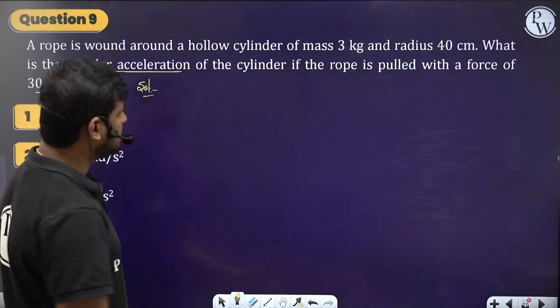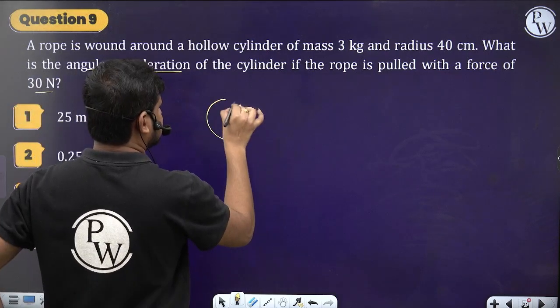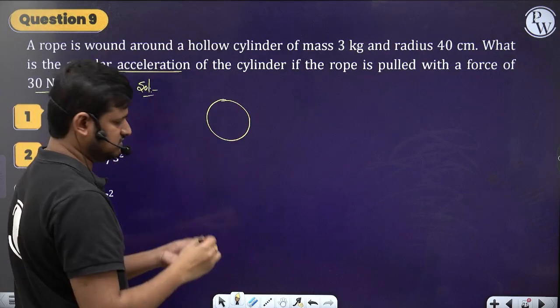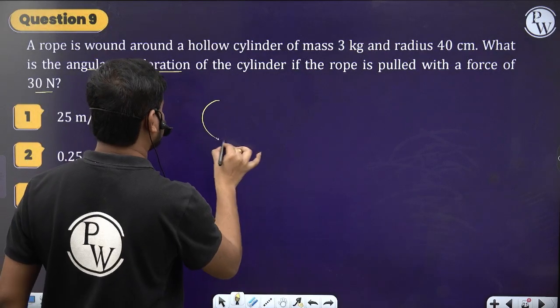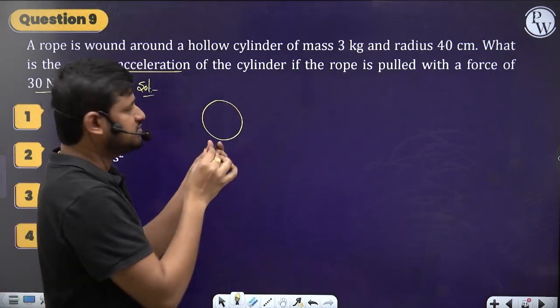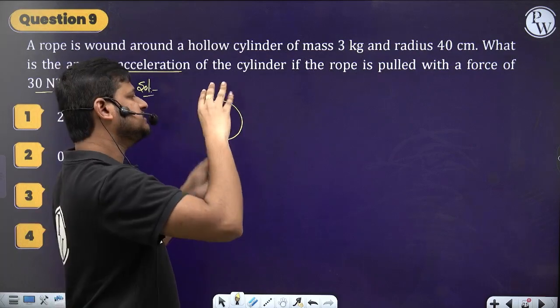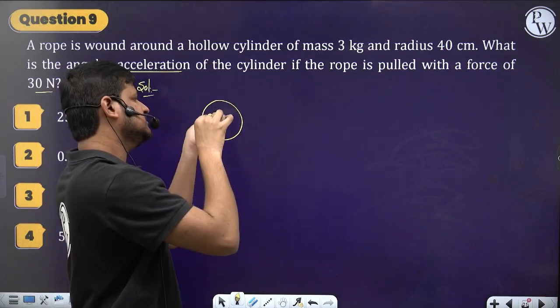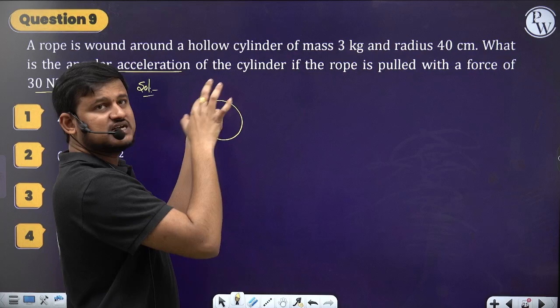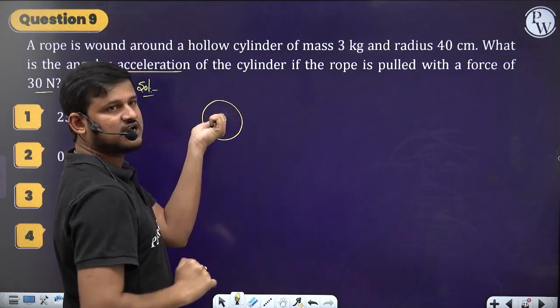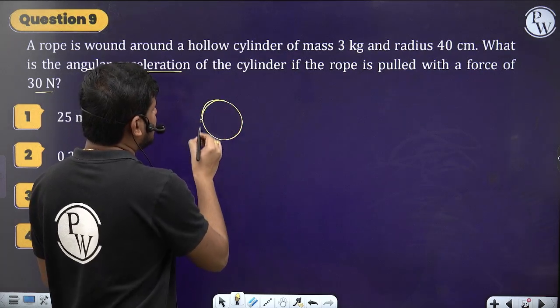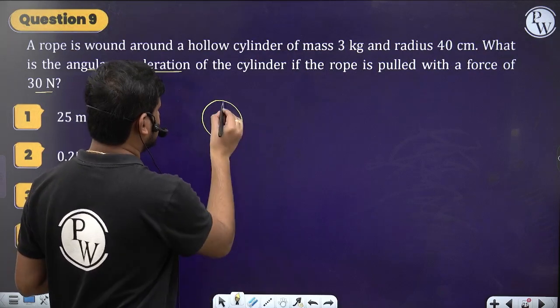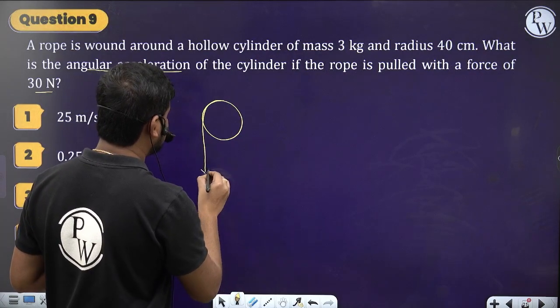So let's consider the hollow cylinder. I am taking the cylinder this way, so only the circular part is visible to you. Just consider this is a whole cylinder. You are able to see this circular part, and about this circular part, a rope is attached here.